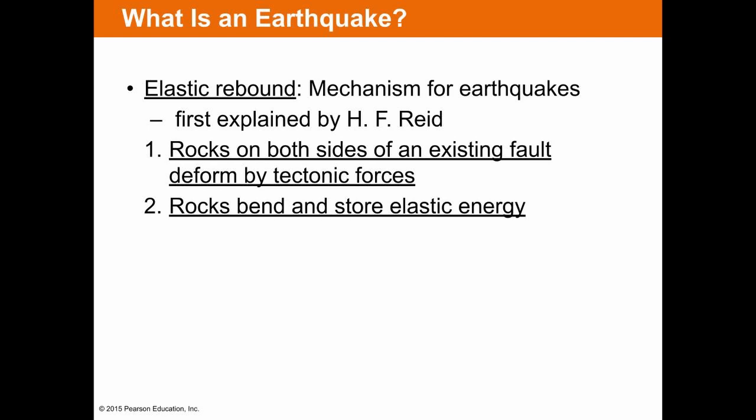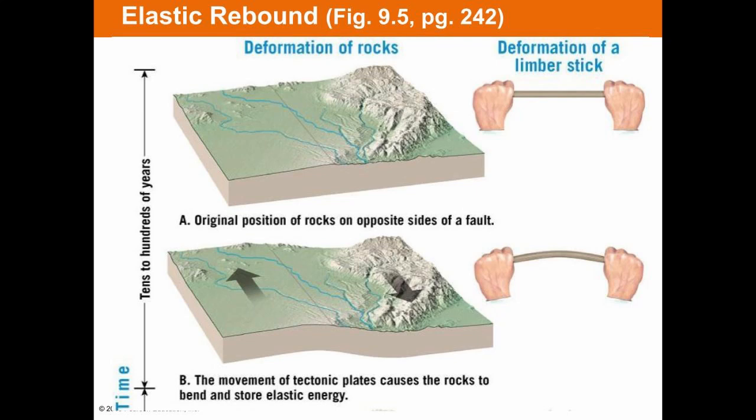So imagine taking a plastic ruler, if you will, put at the edge of the table, slowly bend down the ruler. That is a similar analogy, or I guess you could use a rubber band, or really anything that you can store elastic energy in. Here in this demonstration of elastic rebound, the book uses a limber stick. I don't know what that's supposed to be, but it does a good example of explaining this deformation.